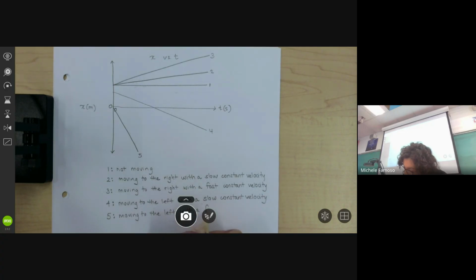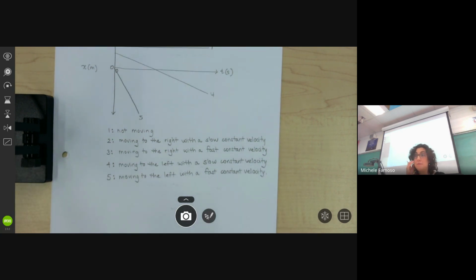with a fast, constant velocity. Okay, folks, your homework tonight is to study.